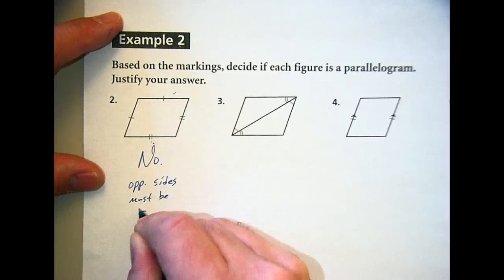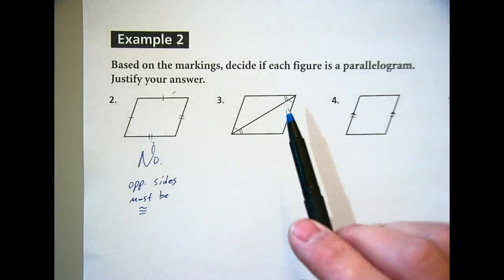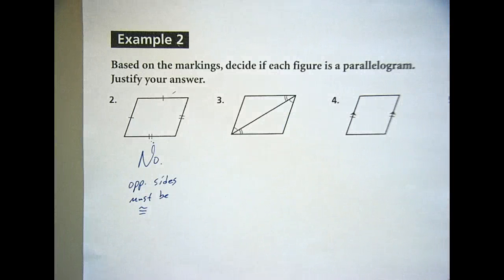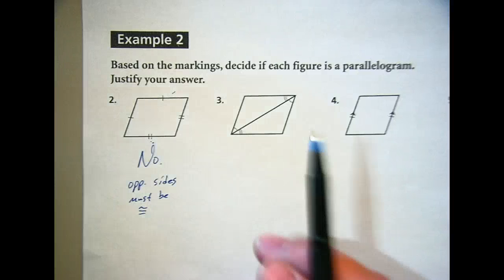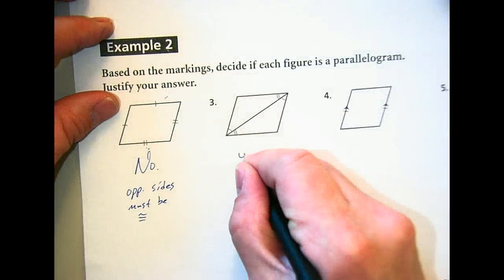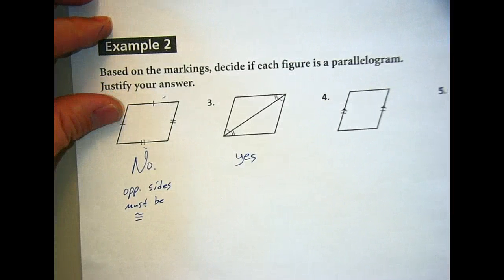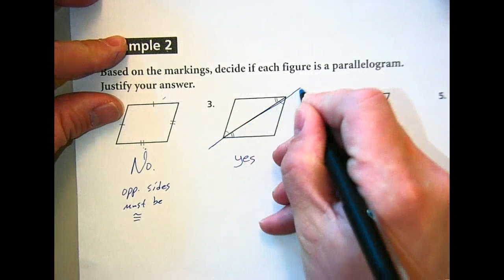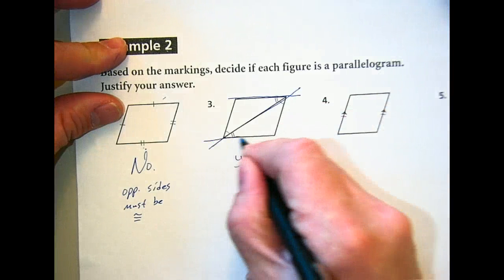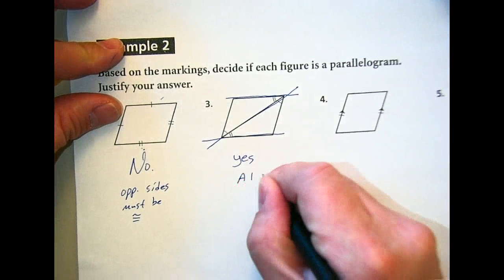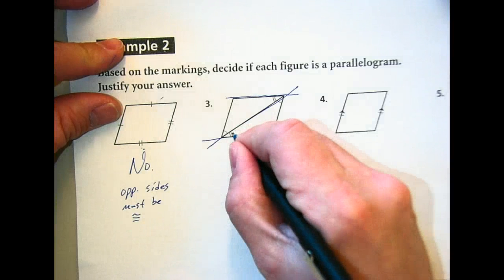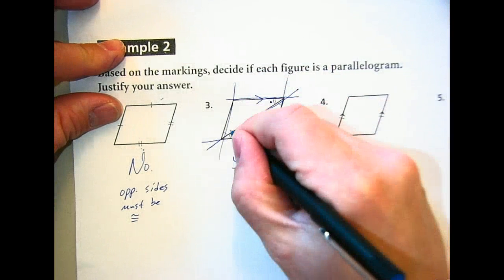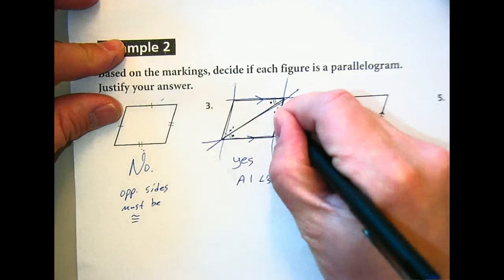All right. Number 3. Who says yay? Who says nay? Opposite angles. Okay, the answer is yes. Now why? Because the opposite angles are congruent. Alternate interior angles. Alternate interior angles make parallel lines. And you can go this way now and have this one and that one. Alternate interior make parallel.